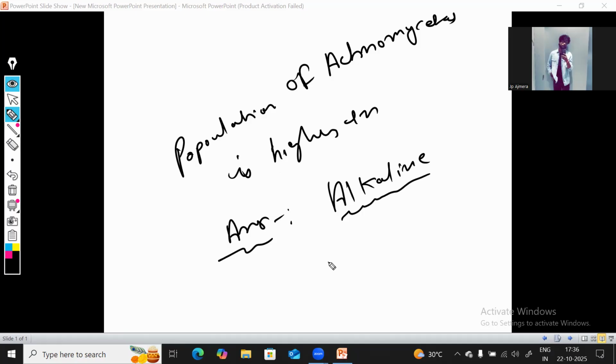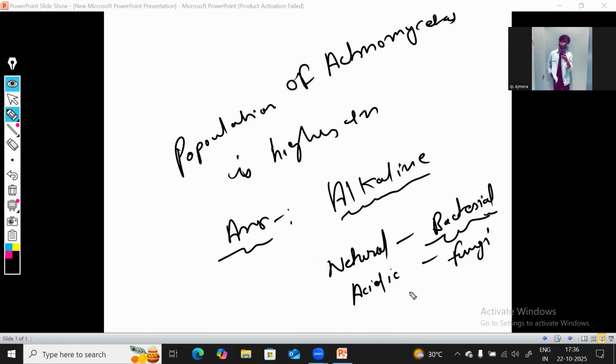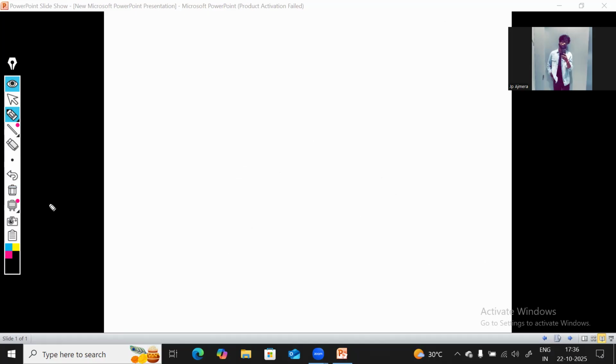So what about the neutral pH? There would be the bacteria on neutral pH. The dominant microorganism on neutral pH is bacteria. And in acidic pH, the fungi would be the dominant microorganism. Right? Let's move to the next one.